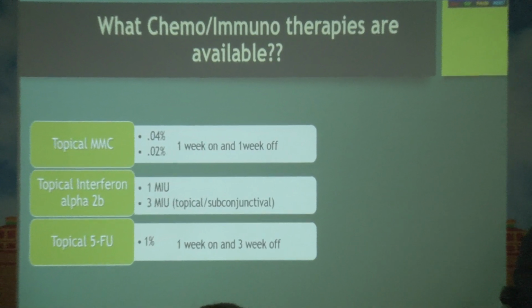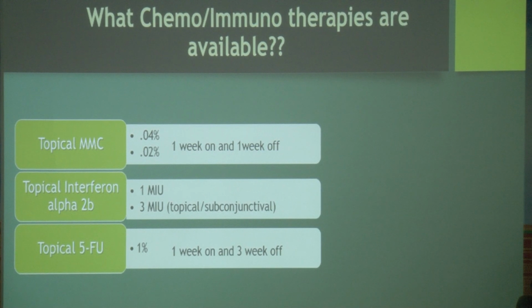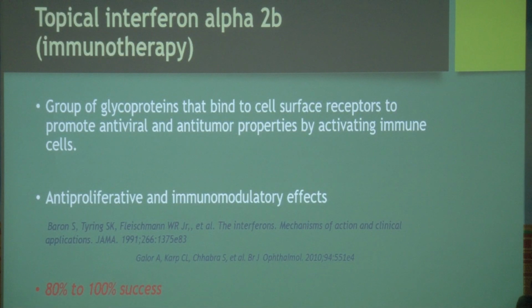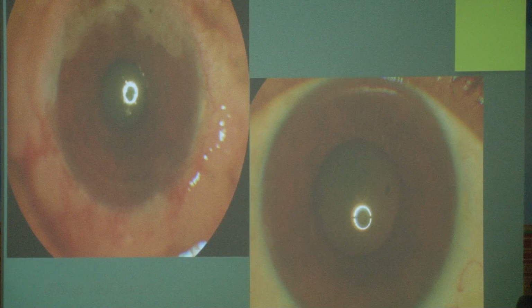In our armamentarium, we have three main drugs: topical mitomycin C, interferon alpha 2B, and 5-fluorouracil. Other than that, there are many drugs documented in the literature, but with variable results. One of the most ocular-friendly drugs is interferon alpha 2B. It's a glycoprotein, and it has both antiviral and anti-tumor properties. It gives a success rate of 80% to 100% depending upon the type of tumor.